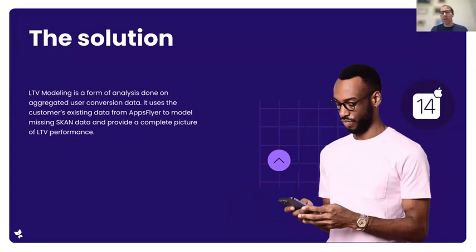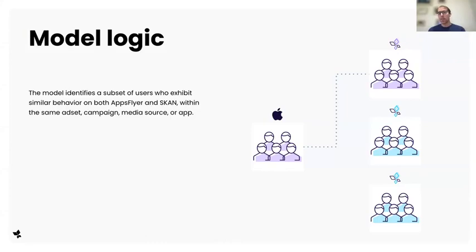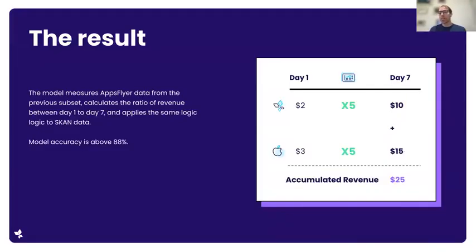LTV revenue modeling uses the customer's existing data from AppsFlyer to model missing SKAN data and provide a complete picture of LTV performance. Basically, the way it works is that the model identifies a subset of users from the same campaign, media source, and app, who display similar behavior on both AppsFlyer and SKAN. As a next step, our LTV modeling process analyzes the AppsFlyer data after 7 days and calculates the ratio between day 7 and day 1. In this case, you can see that the factor is 5. Then it applies that same ratio to model SKAN data for day 7 for the similar group we identified before.